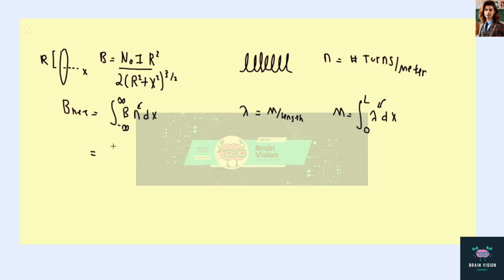So all we need to do then is substitute in this expression for B here to get our total B net. So we'll have mu naught I r squared over 2 times r squared plus x squared to the 3/2. And these x squareds might seem a little bit off here.